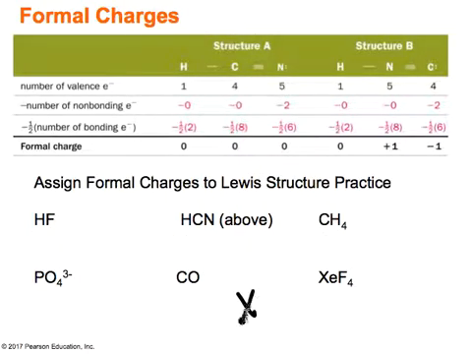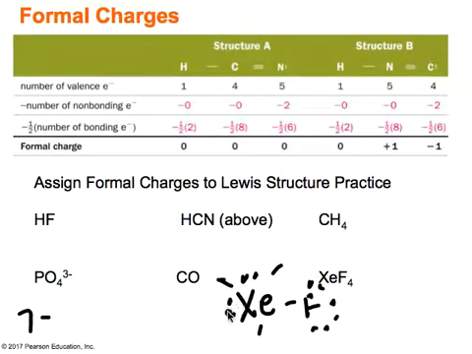XeF4, I'm going to write out real quick. I'll just look at each. I'm going to look at one part of it quick. So the Xe has 4 bonds. If I look at the Xe, there's 7 valence electrons. It has 4 in the lone pairs plus 4 more shared. So there's 8. So that's a -1.